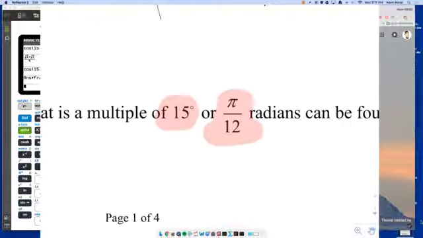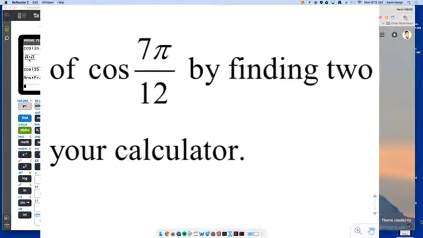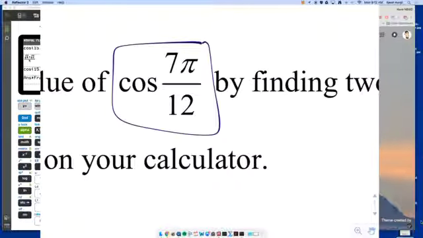So now if you ever see a radian angle, something over 12 pi, you can find two angles from the unit circle that'll add or subtract to give you that angle. We did it with degrees to start with because it was supposed to be easier, but now we're going to shift to radians. So anything with pi over 12 is going to be doable. All right? Let's try it out. Example 2. Find the simplified exact value of cosine of 7 pi over 12. First of all, I'm giving you the instructions here by finding two angles that add or subtract. I'm not going to in the future. So if I ask you for the simplified exact value, how are you going to know to use the composite identities? Because there'll be other angles later on called half-angle identities.